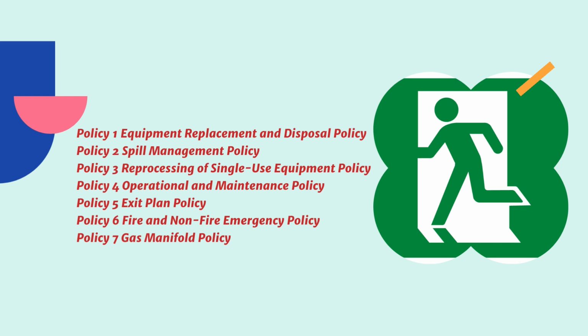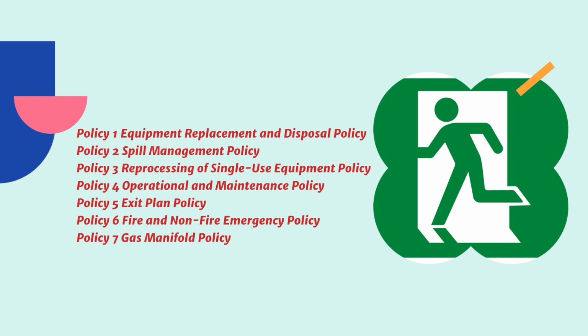So spill management basically means that if there's a spill occurring in the hospital, like a chemical spill or any spill which is very hazardous, then that needs to be managed. Generally it occurs in the microbiology department or laboratory department, but it can happen anywhere. Then there's the operational maintenance policy, like how to operate and maintain the appliances in the hospital, like air conditioners or any other device. Then exit plan policy, how to exit the hospital whenever there's an emergency or whenever there's a disaster in the hospital.